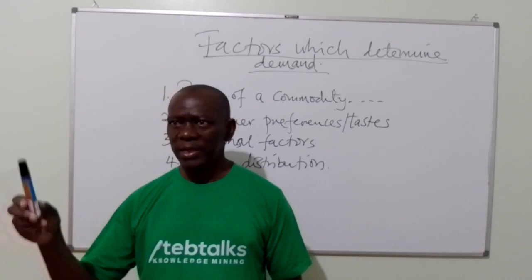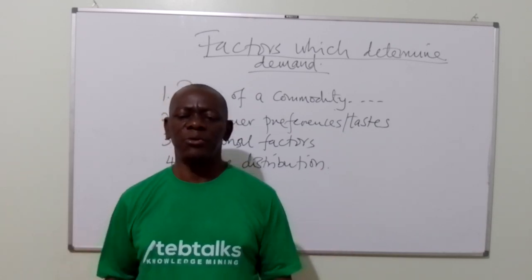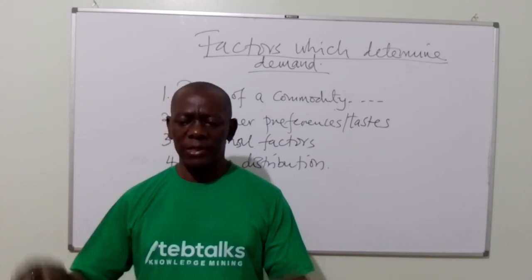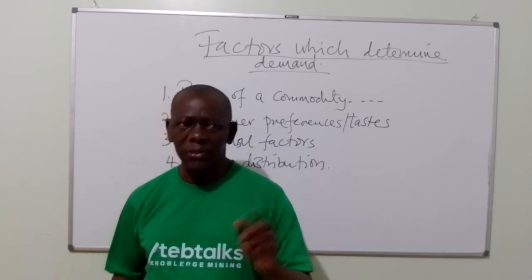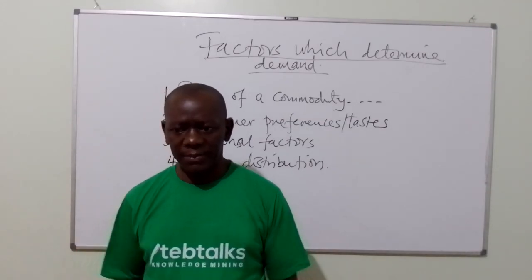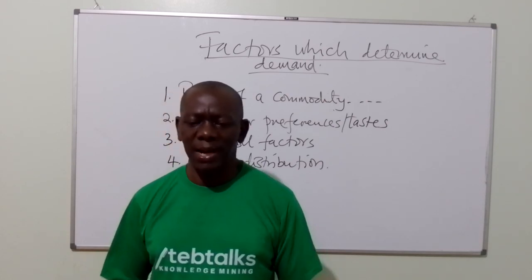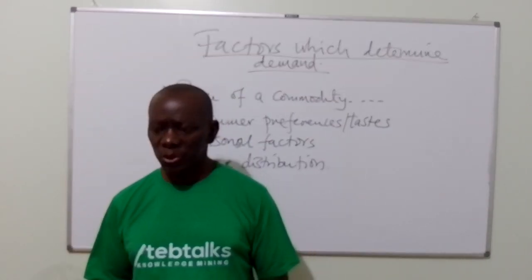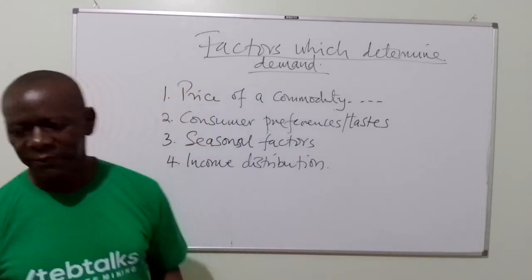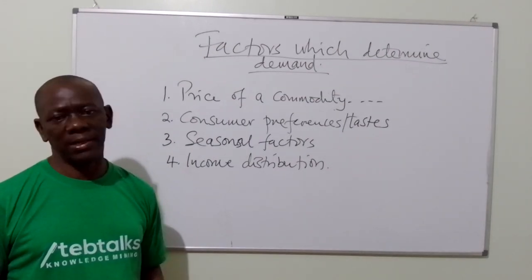So when you are going to an area to sell your commodities, you have to find out how is the income distribution of these people in the area. Is it favorable? Can it create demand? If the distribution is low, then you are going to have low demand.